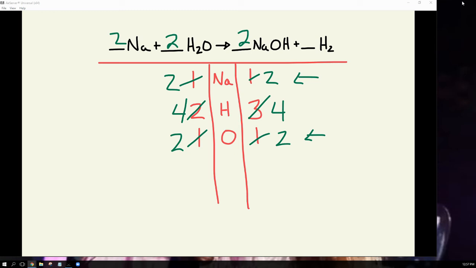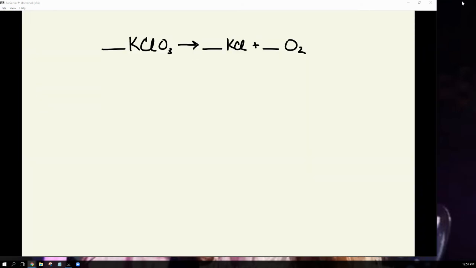Now, one thing I also sometimes get with students is, what about this number? Remember, that's a 1 here. If you want to put a 1 in there, then you can, but you don't need to. It's implied that there's a 1 there. All right, let's do one more.